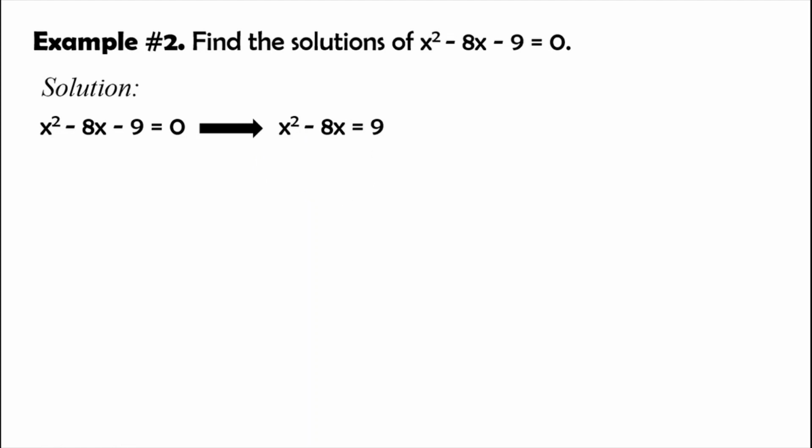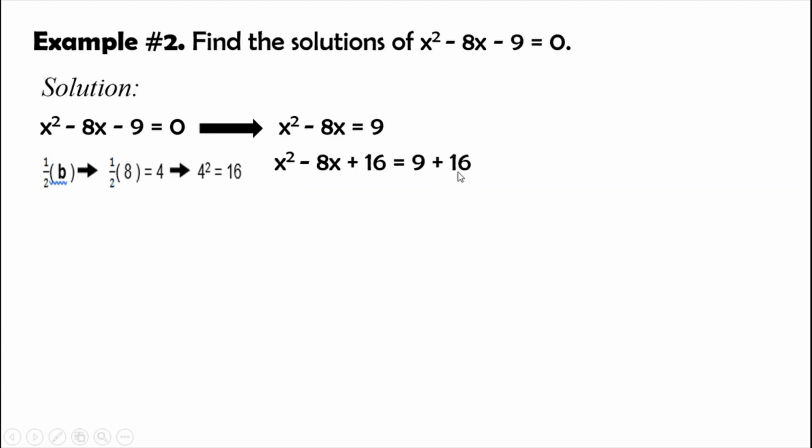And then, gawin nating perfect square trinomial yung left side ng equation. So, 1/2 of 8 is 4. And then squared, that is equal to 16. So, 16 i-add natin sa both sides ng equation. x squared minus 8x plus 16 is equal to 9 plus 16. Then simplify. 9 plus 16 is 25. This one. And then, transform natin itong x squared minus 8x plus 16 into a square of binomial.